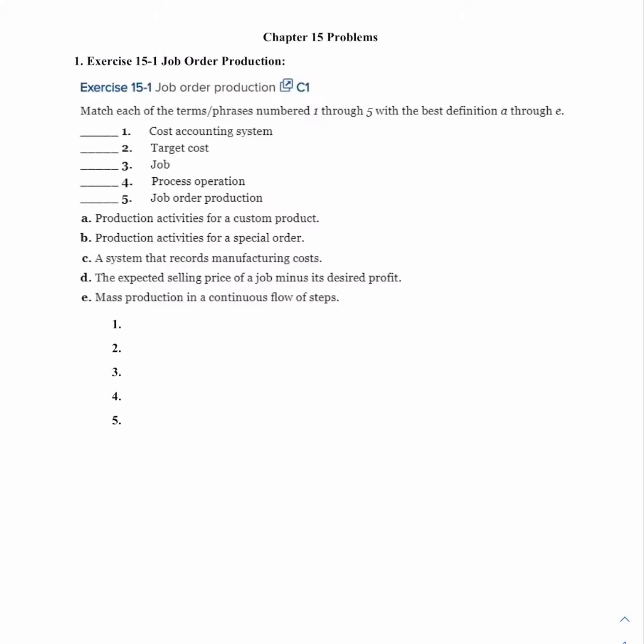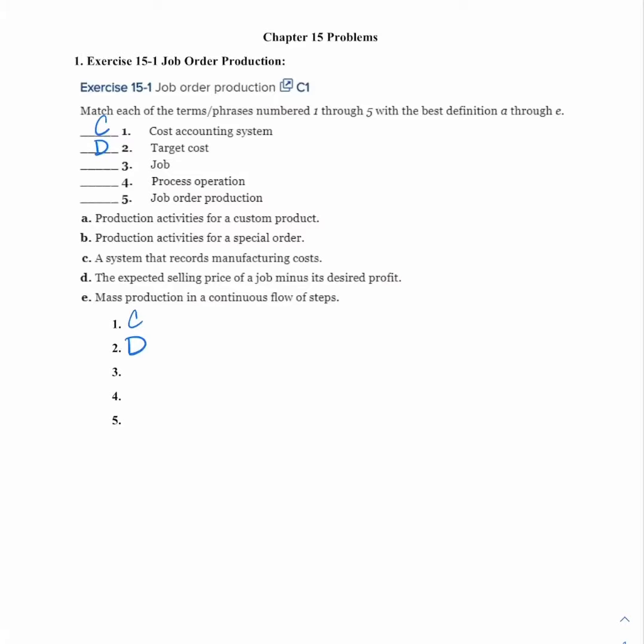So the very first thing here is just a matching type question with just some basic terminology. So the very first item here says, well, what is a cost accounting system? So if we look down at these answer choices down at the bottom, the one that's going to jump out at us hopefully is letter C. And so that will be this system that records manufacturing costs. So the next thing is, well, what is a target cost? Well, the target cost is the expected selling price minus desired profit. So if you look down at the bottom, that is letter D.